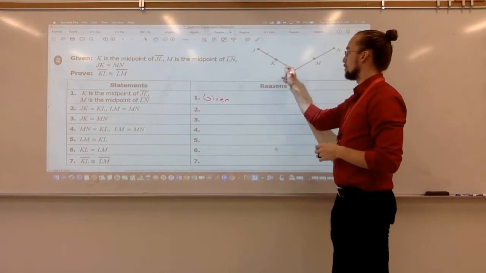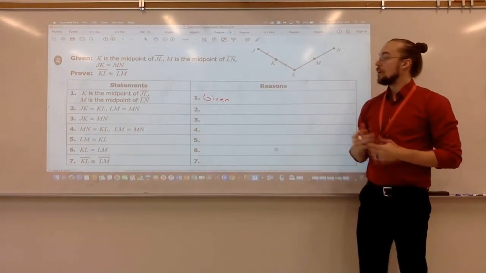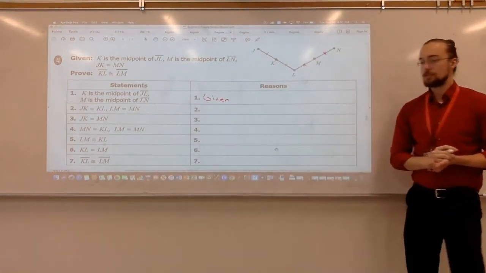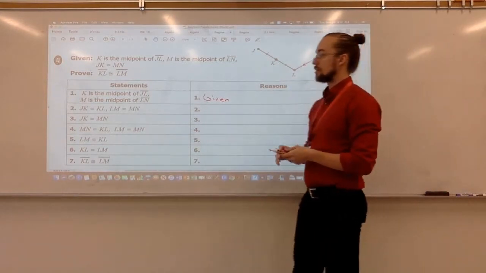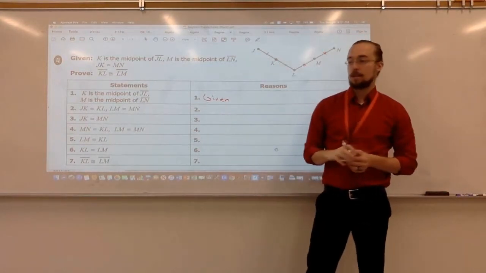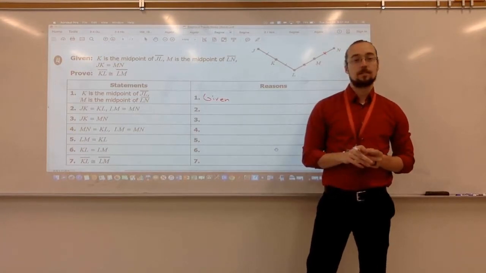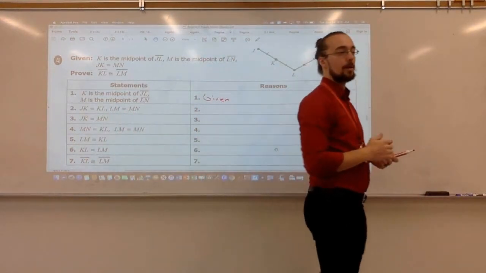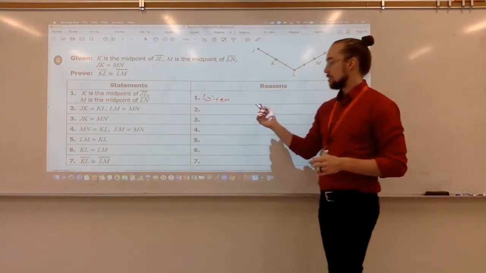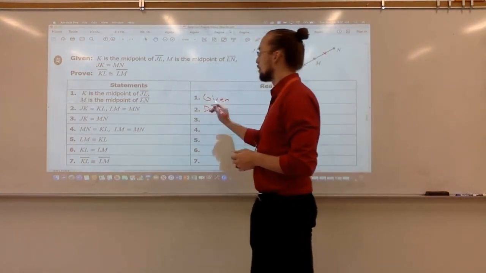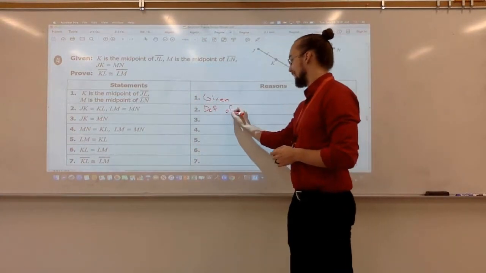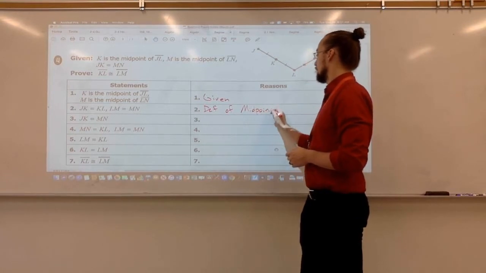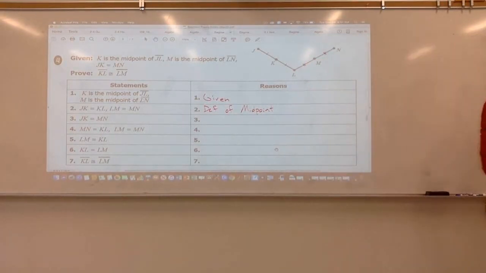So I can mark that on the diagram, right, saying that those have the same length. And also, LM and MN have the same length. So I can mark that on the diagram. Why can I say that? How can I conclude that? How can I say that JK is equal to KL and LM is equal to MN? Yeah, definition of midpoint. If I'm told that a point is the midpoint, then I can claim that each half of that segment is the same.